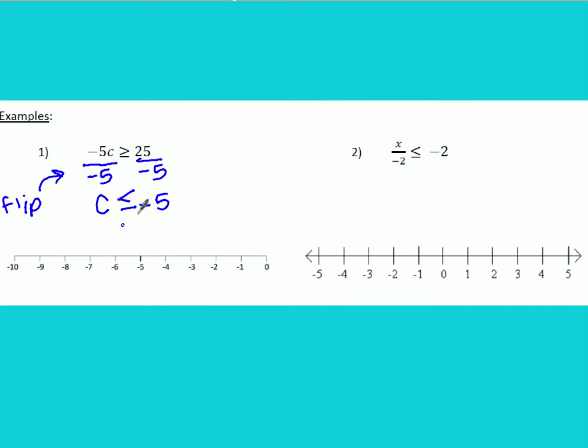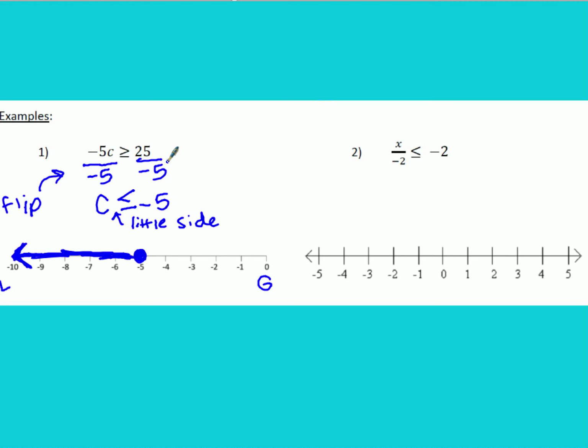Now we have to graph this. So first thing we want to do is find negative 5. That's going to need a closed circle because we have a less than or equal to sign here. So we close it. I'm going to put my L and my G here, and then we're going to decide which way to shade. The little side of our inequality sign is touching the variable, so I'm going to shade towards my L, and there's my graph.